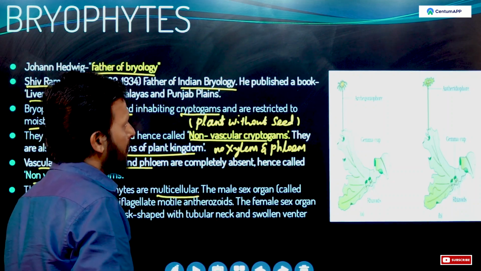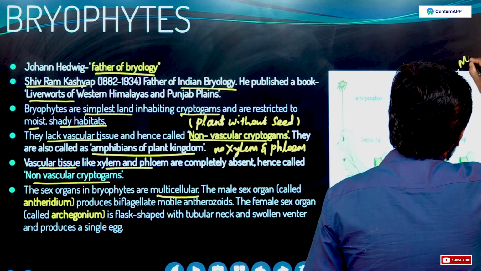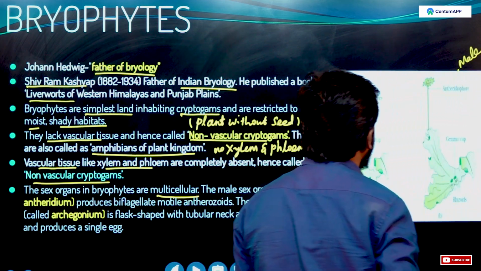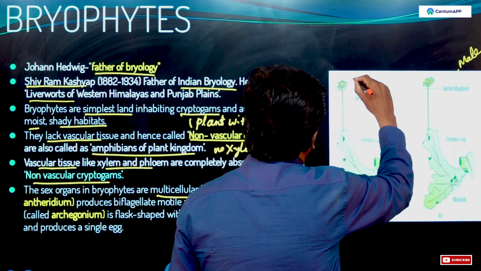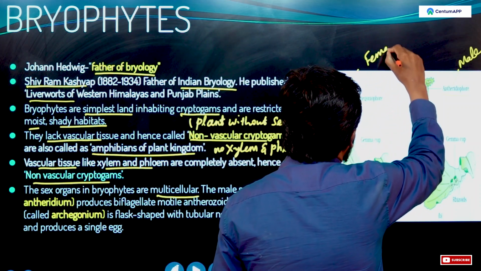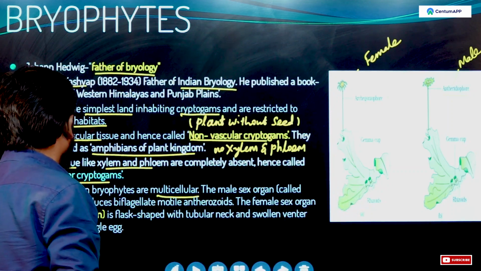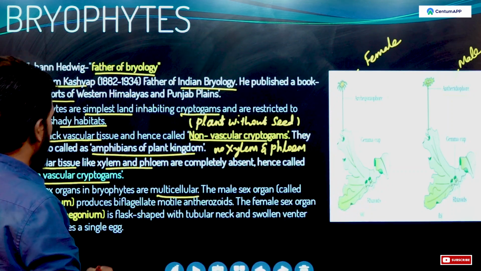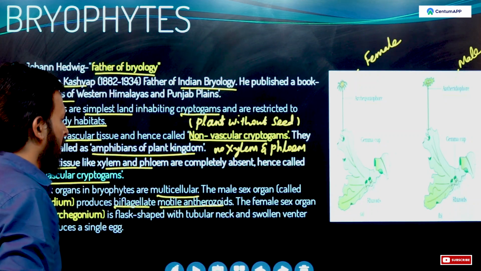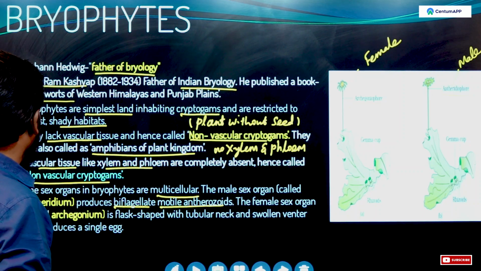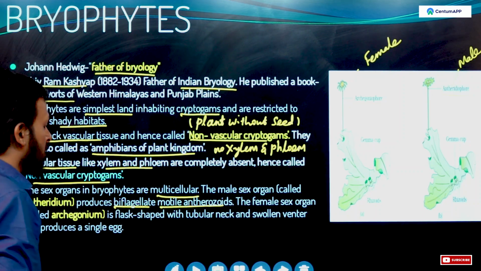The male sex organ is the antheridiophore, and the female sex organ is the archegoniophore. The male sex organ, or antheridium, produces biflagellate motile antherozoids.